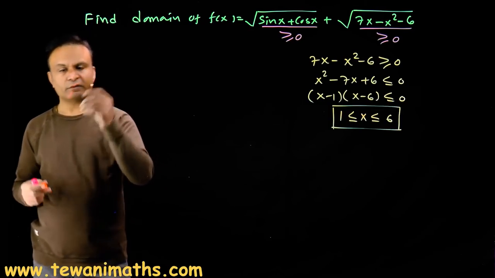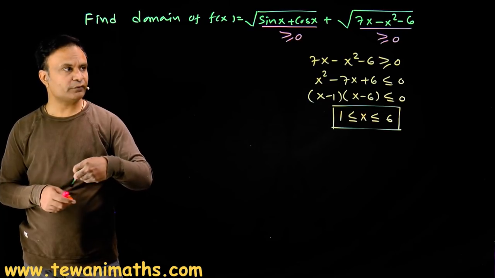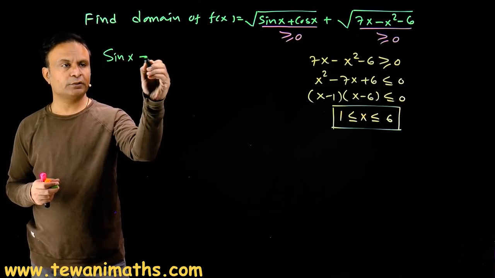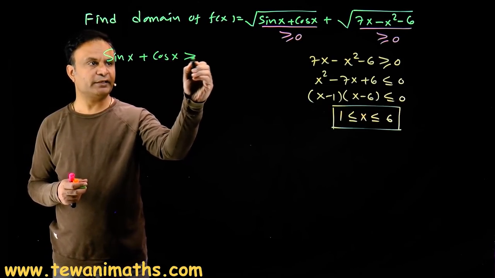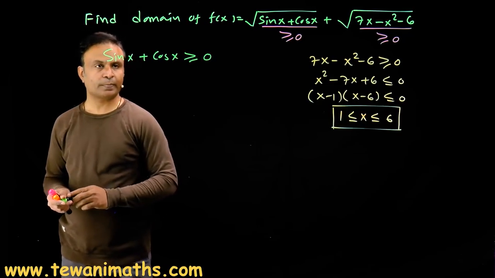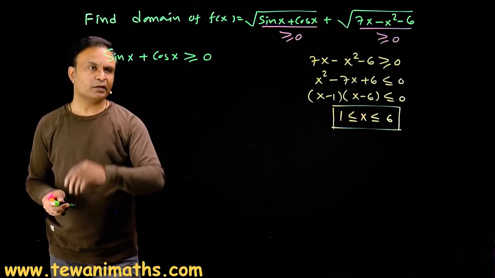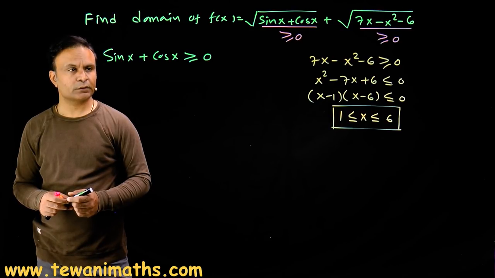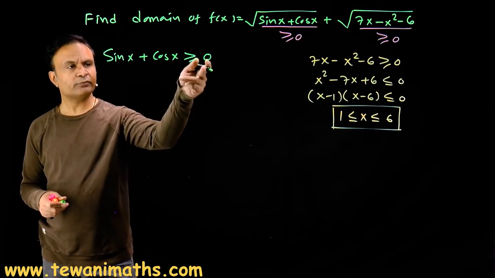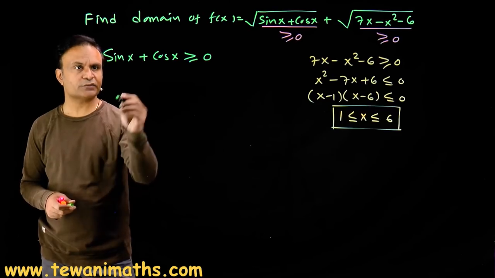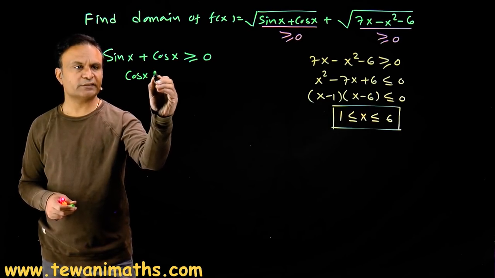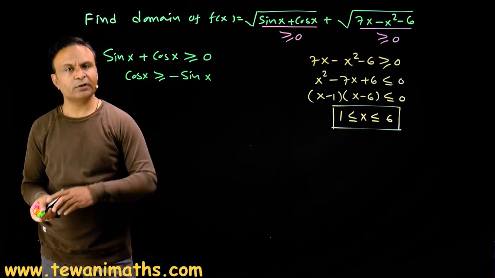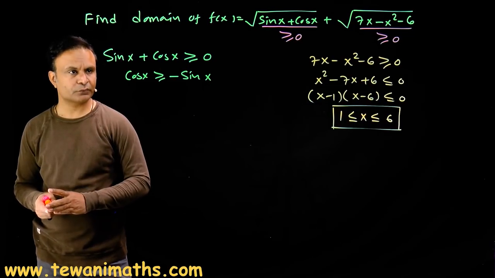This is defined when we have sin x plus cos x greater than or equal to 0. Okay, now how do we solve this inequality? Take one term to the RHS. So, we have cos x greater than or equal to minus sin x. I am taking the sin x term to the RHS.